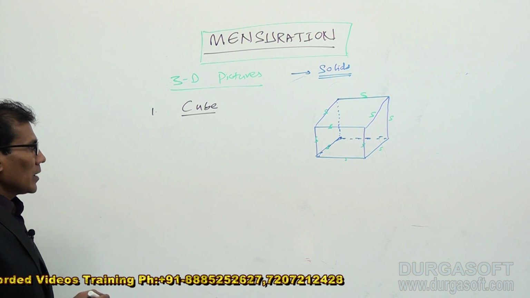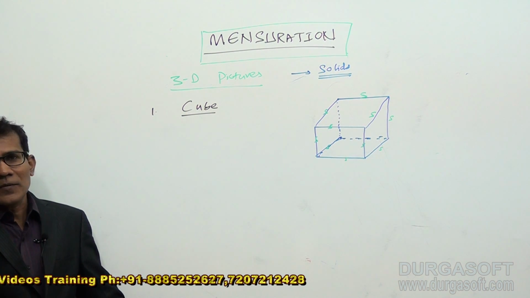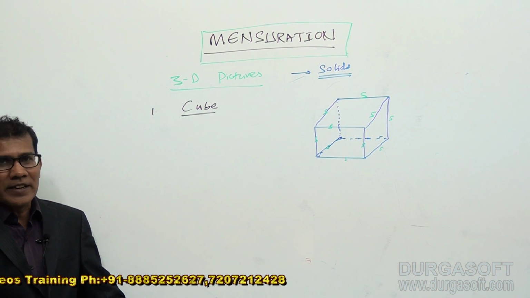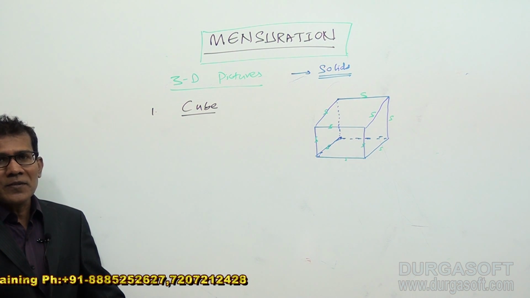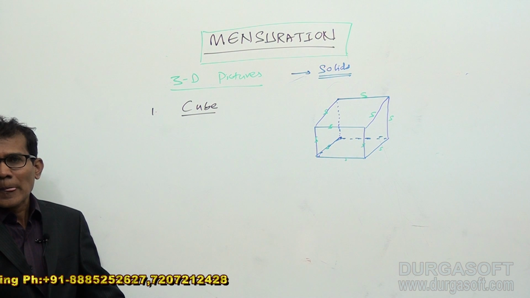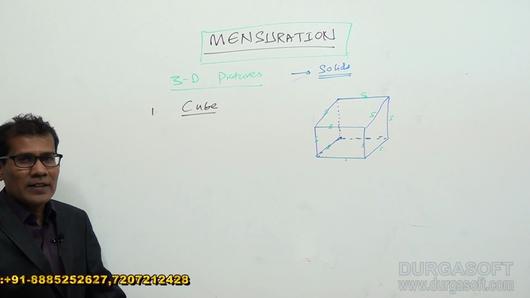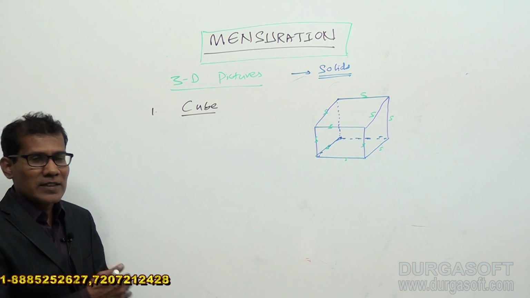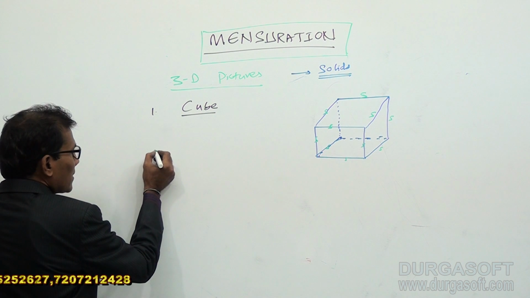This is a cube. For a solid there are 3 types of different measures. In the case of a 2D figure, we find only area and perimeter, but in the case of a solid, there are 3 different types of measures. One is the lateral surface area, second is the total surface area, and the other is the volume. Let us see what these 3 different measures are. Let us start with the lateral surface area.